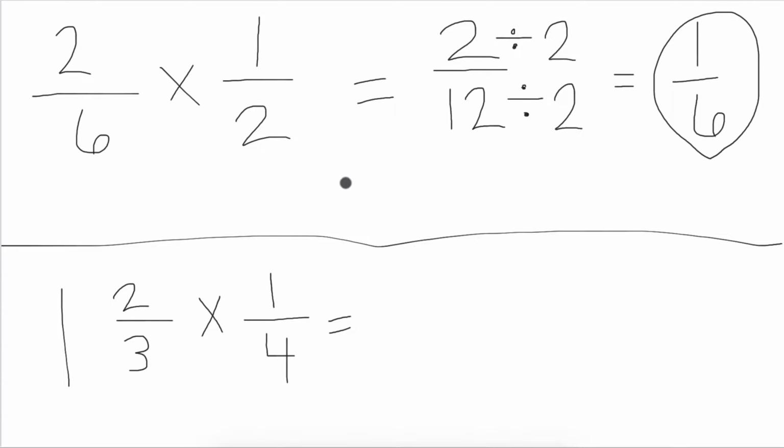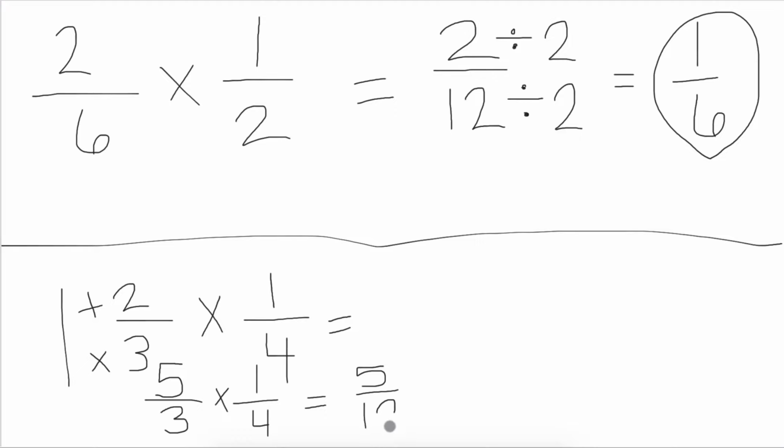We're going to move on to the next multiplication problem. This one is a little different because we have a mixed fraction that we need to turn into an improper fraction. We'll do the method that we've already learned. 3 times 1 is 3, plus 2 is 5. Our denominator will stay the same, which is 3, and then we bring down the other fraction. This fraction does not have to be changed, and then we simply multiply straight across just like above. So 5 times 1 is 5, and 3 times 4 is 12. Our final answer would be 5/12.